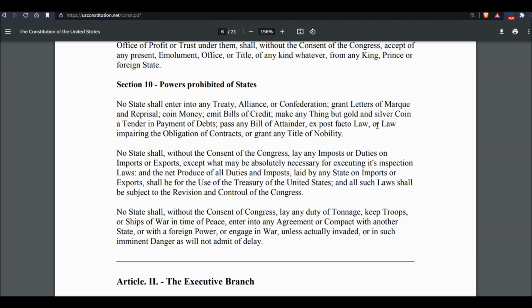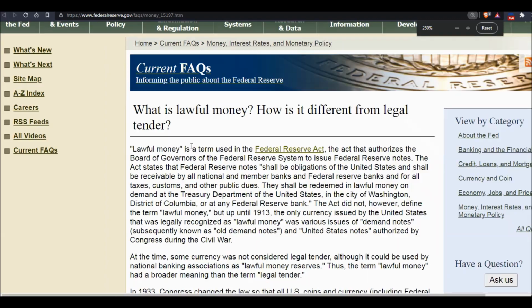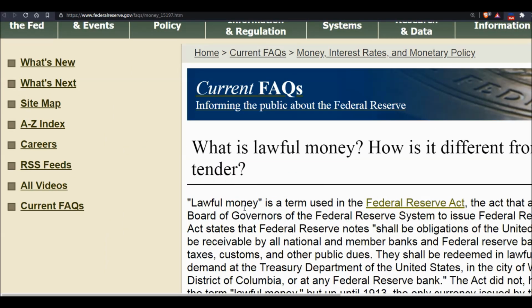And then you yourself are impairing the obligation of contracts, because most of the things that people do when they demand lawful money according to Article 1, Section 10 is a unilateral contract, because the majority of claims within those suppositions cannot be substantiated. It just can't. Now let's go to the Federal Reserve website.